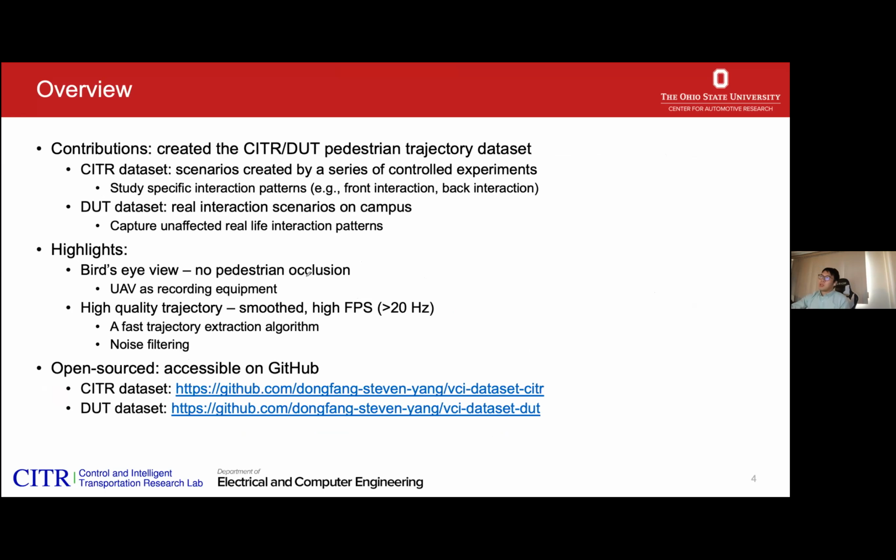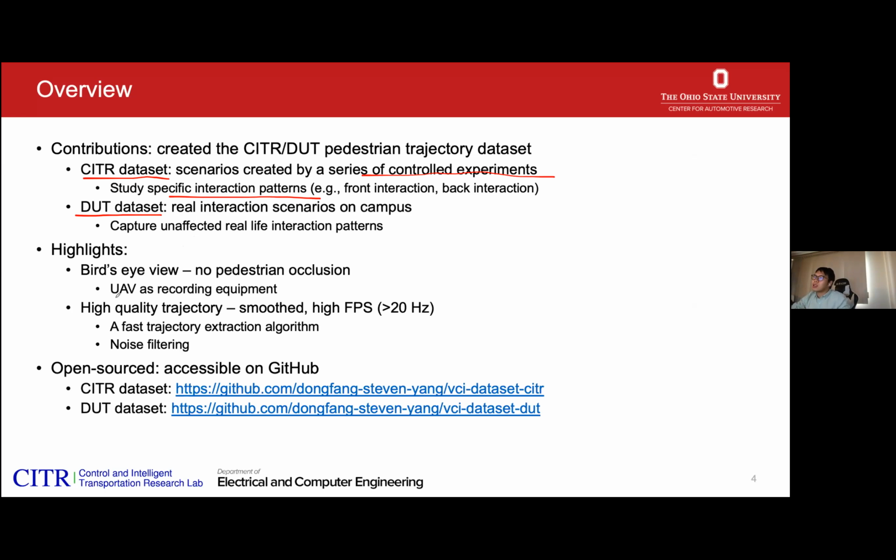So based on this background, we created our own datasets. As an overview, our contribution is that we basically created two separate datasets. One dataset is called the CITR dataset, which contains scenarios created by a series of controlled experiments. And this could be used to study specific interaction patterns. And the other dataset is called the DUT dataset. It contains real interaction scenarios on campus. And this is kind of a supplement to the first dataset.